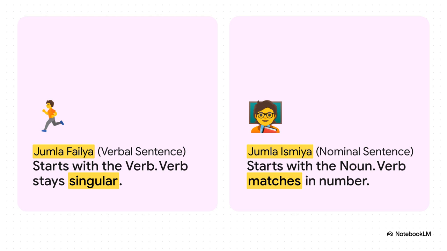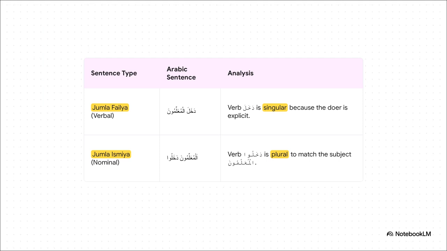Verb stays singular. But on the other hand, you have the Jumla Ismiya, the nominal sentence. This one starts with the noun. And here, the rule completely flips. The verb comes after the noun, and now it must match that noun in both gender and number. This slide says it all. I mean, look at this.